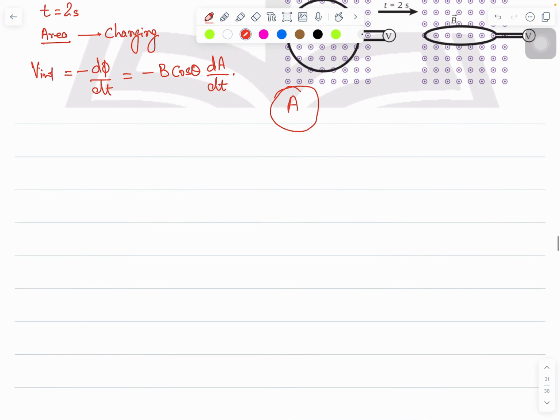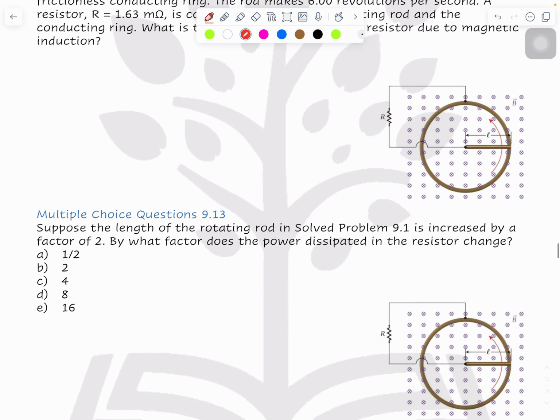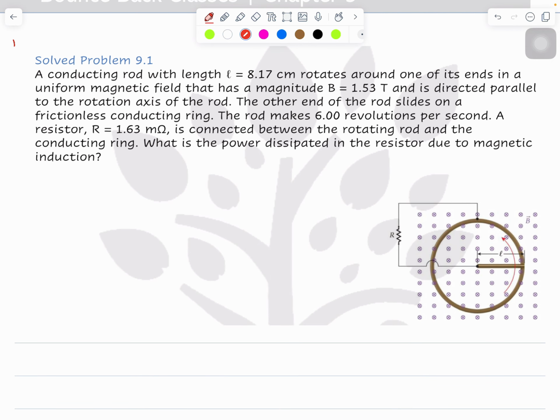And now the question which we are going to solve is solved problem 9.1. This is a very, very dangerous one, and I just want to tell you, it's very, very important from your exam point of view.